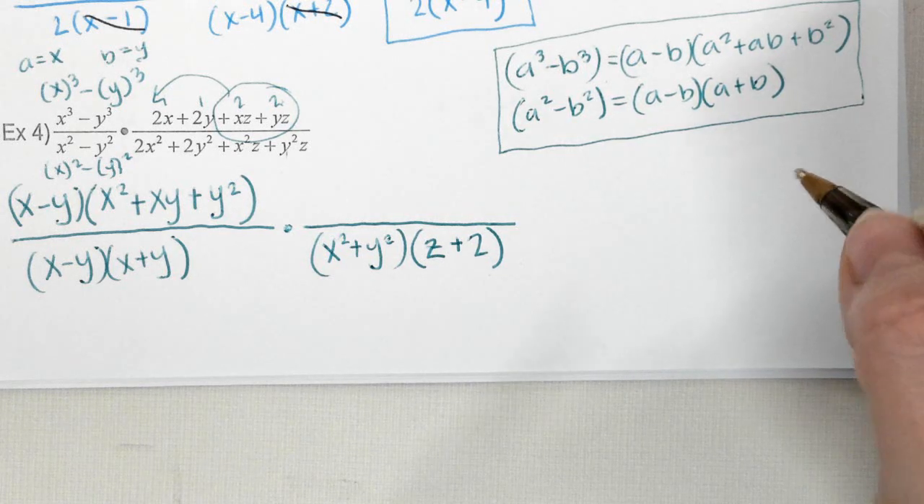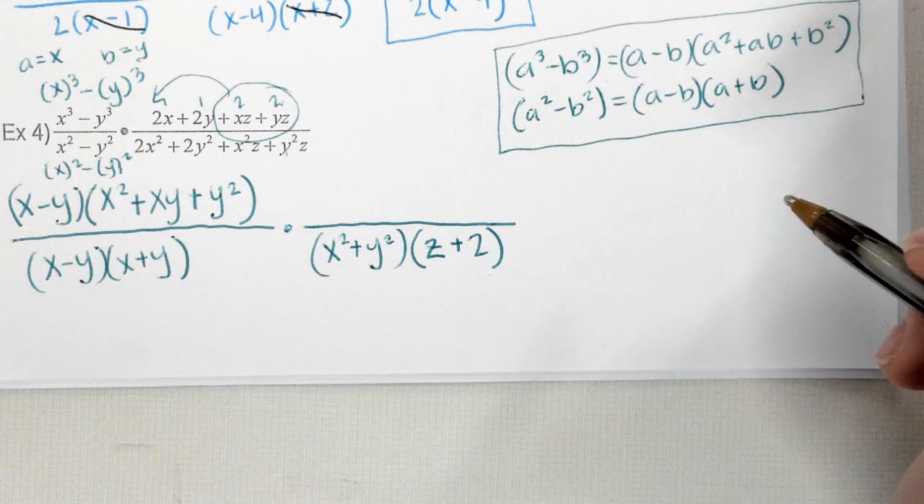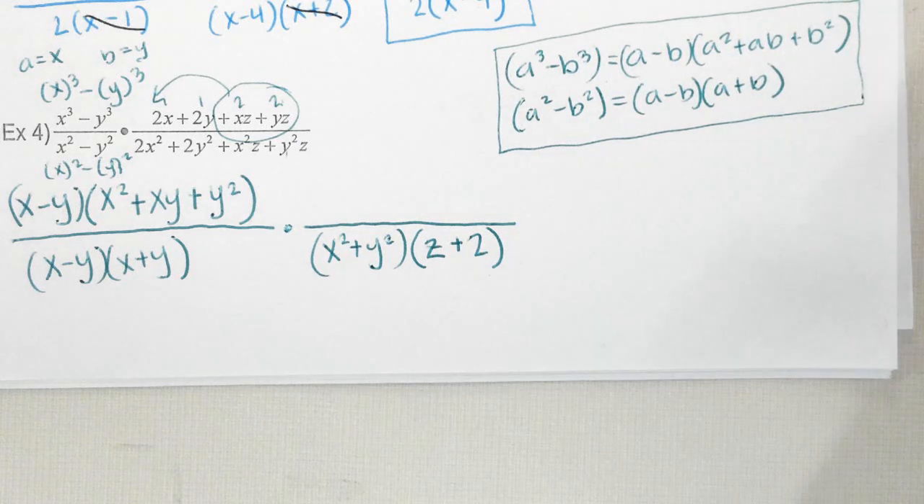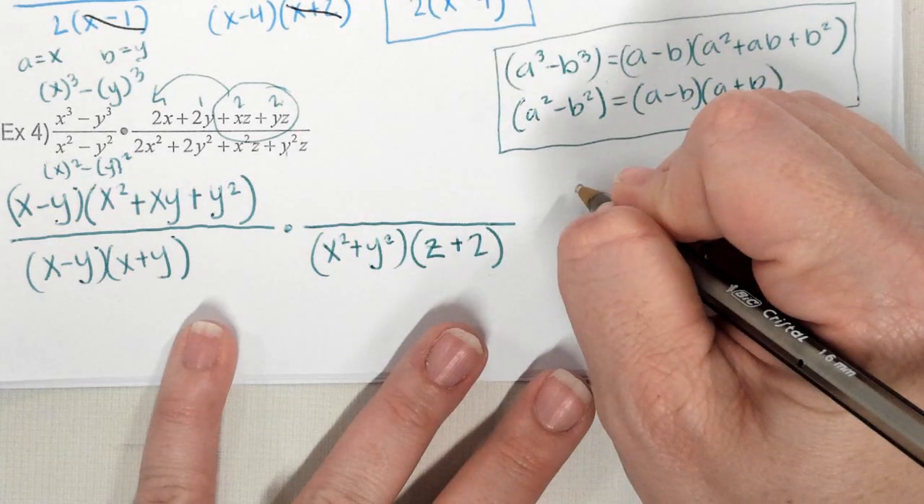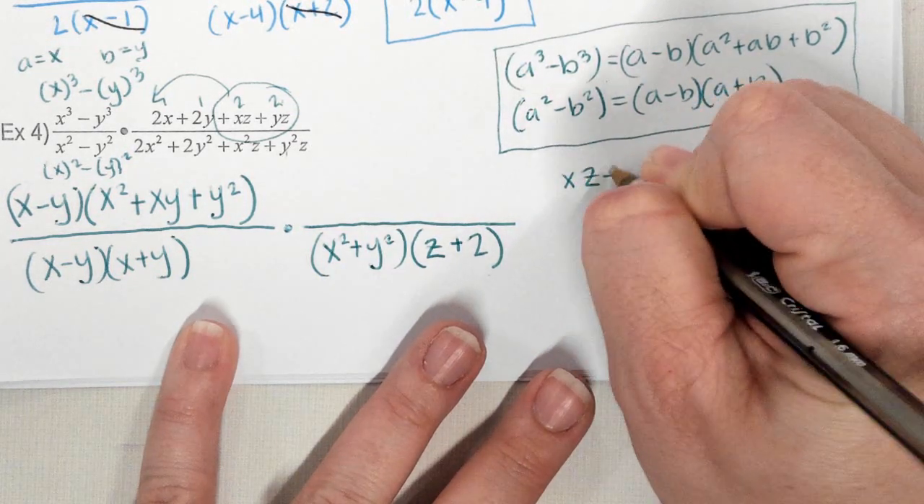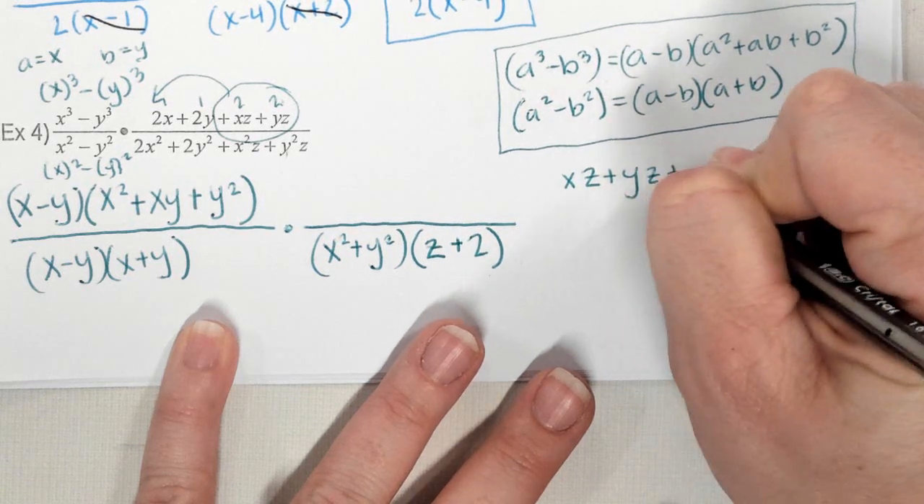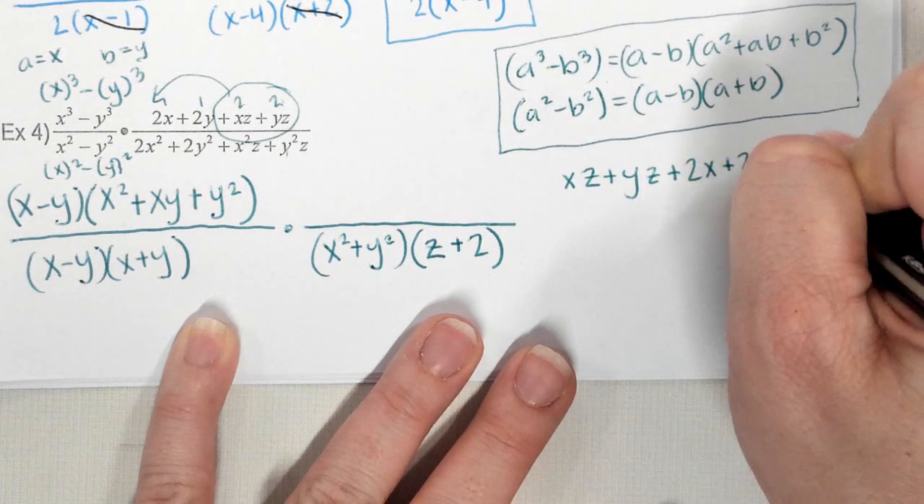The sucky part about order is if you don't fix it in the beginning, you'll just have to fix it later. Now, with all of this being plus, it's really not hard to change order whenever it's adding, so it's not a huge deal on this one. But when you start throwing in minus, it gets a little complicated, okay? So here we have xz plus yz plus 2x plus 2y. So I fixed the order.